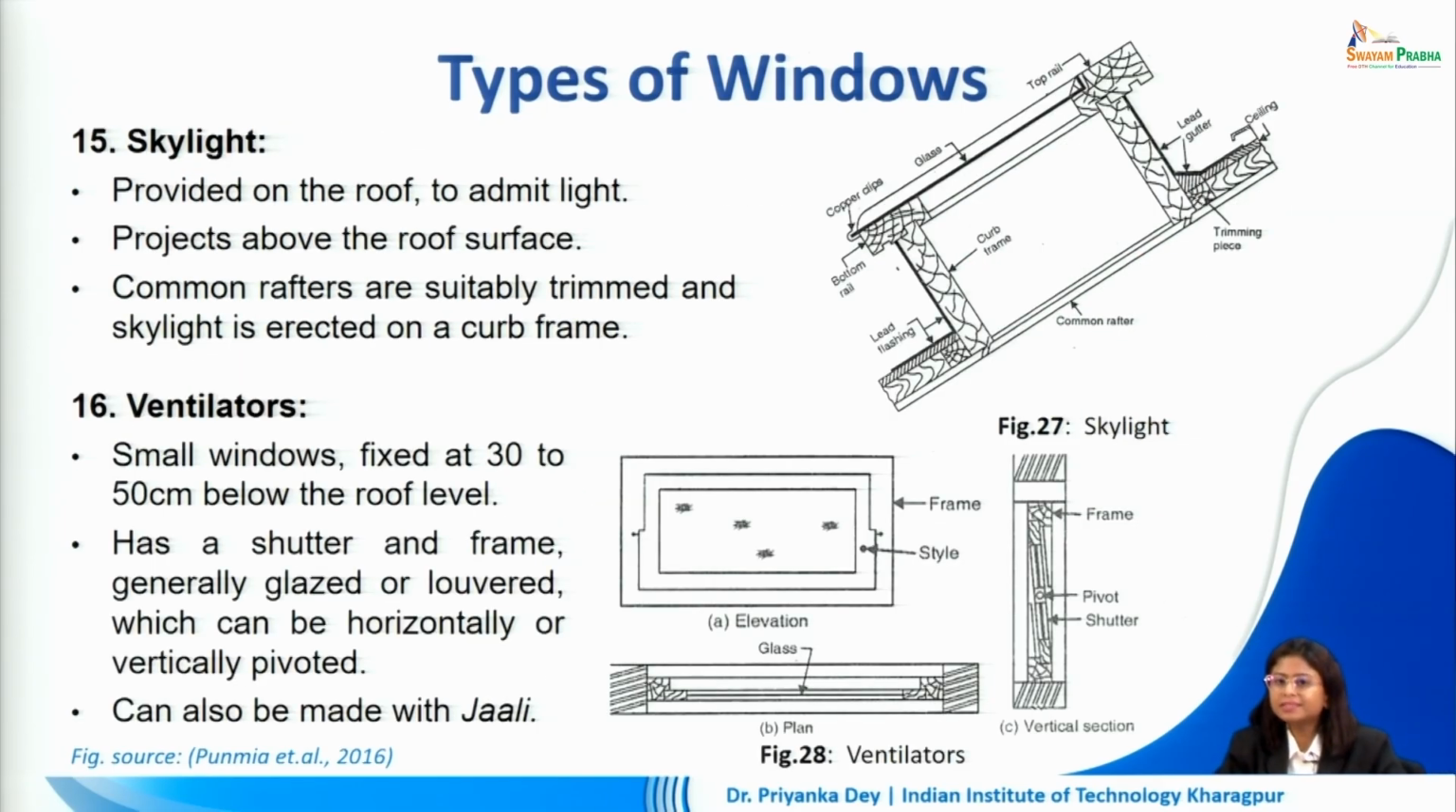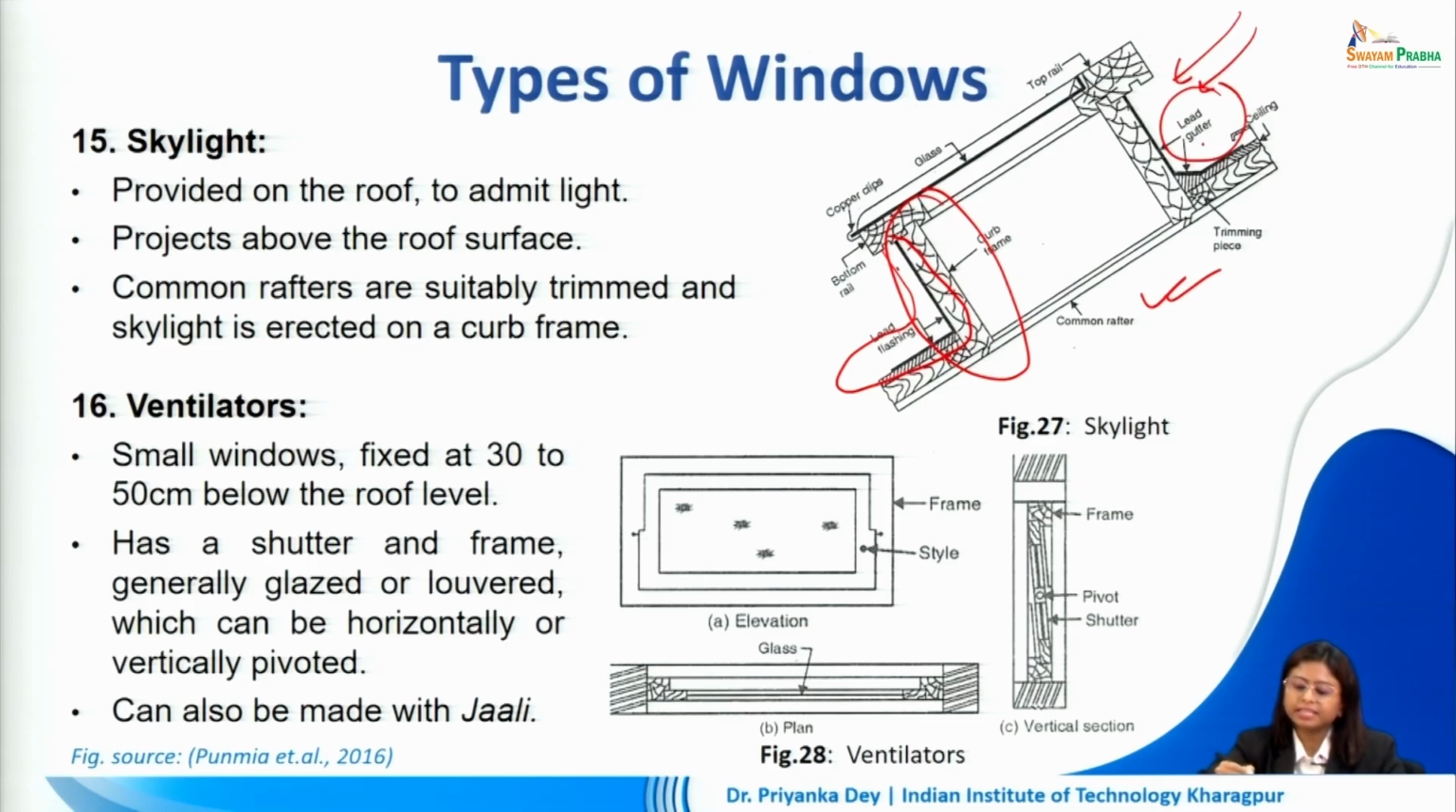The skylight is similar to a lantern window, but this is provided at the roof level to admit light. It is projected above the roof surface. Normally it is inclined in this way. The common rafters in the sloping roof are suitably trimmed and the skylight is erected on the curb frame. This is the curb frame. Lead flashing is also provided on the sides. For waterproofing, we can also add a lead gutter in case rainwater comes and collects. This can allow it to be drained off.